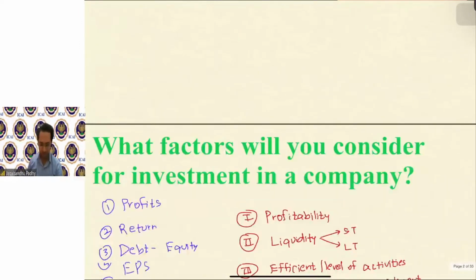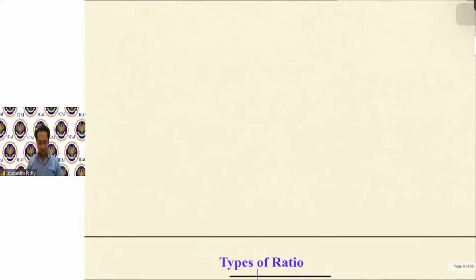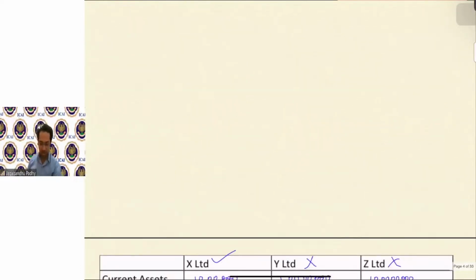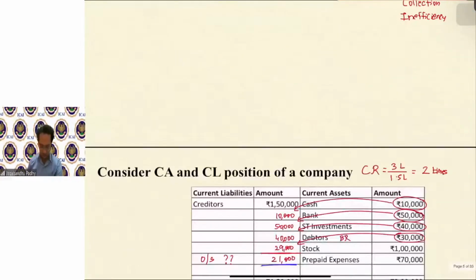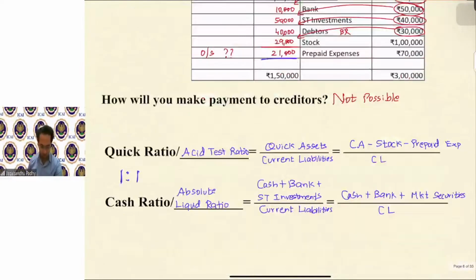First, we started with the current ratio. Current ratio was basically current assets upon current liabilities. An even better version of current ratio was the liquid ratio, or the quick ratio, or the acid test ratio, or you can also say the cash ratio. These were better versions because they were giving some sort of additional surety of our ability to pay our current liabilities.